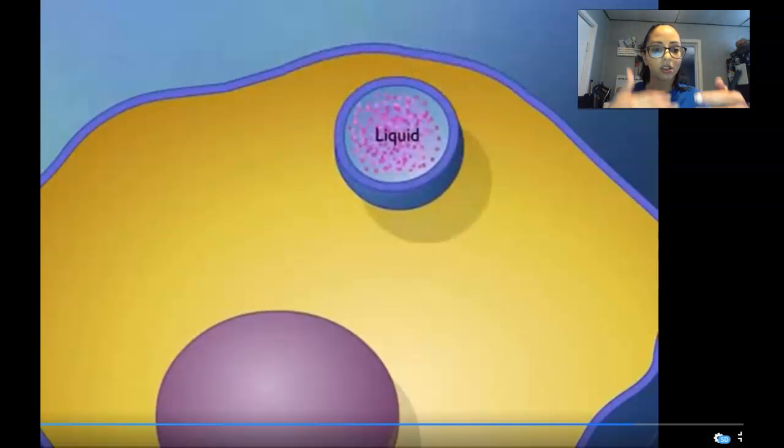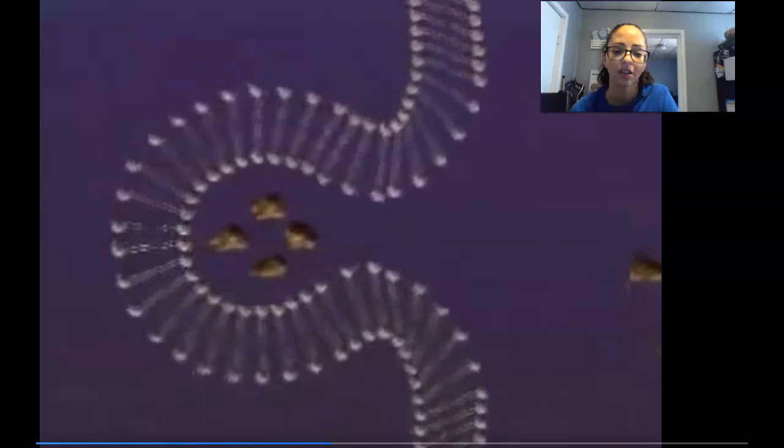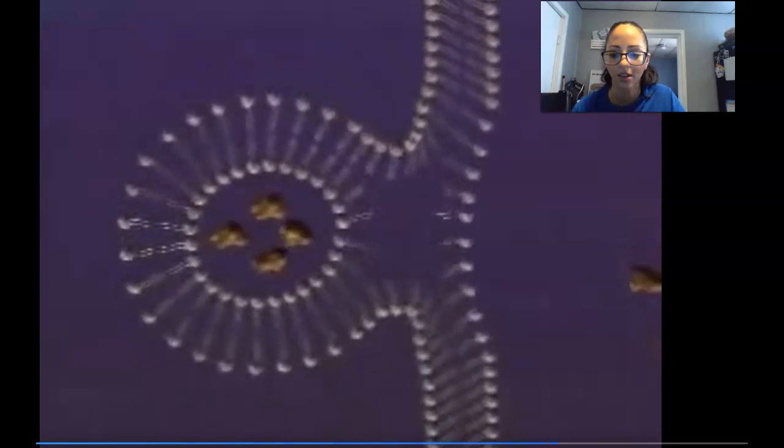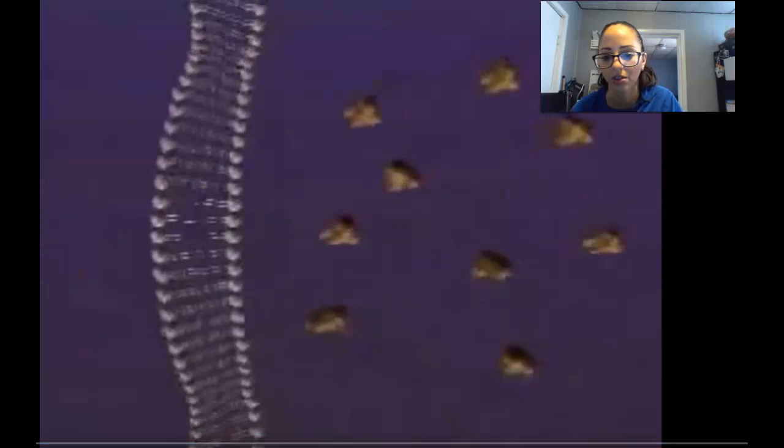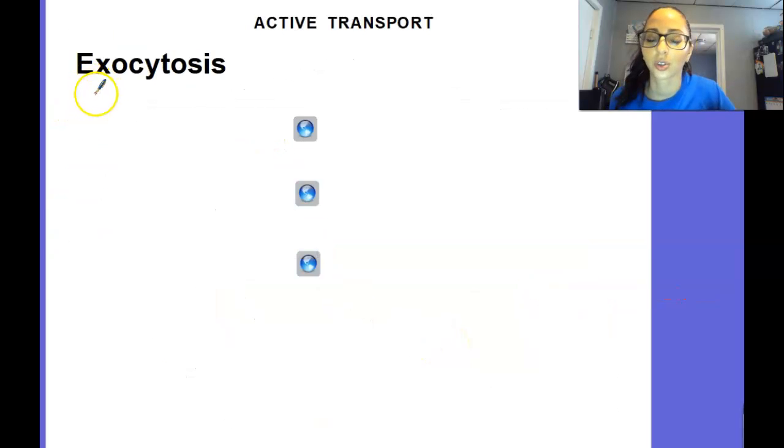Those particles are entering the cell by this structure. Here you can see it more closely. See, it engulfs the particles that it wants, and then it takes them into the cell through a vesicle. Okay, so for active transport, we're going to add sodium-potassium pump and endocytosis as part of active transport because they require energy.